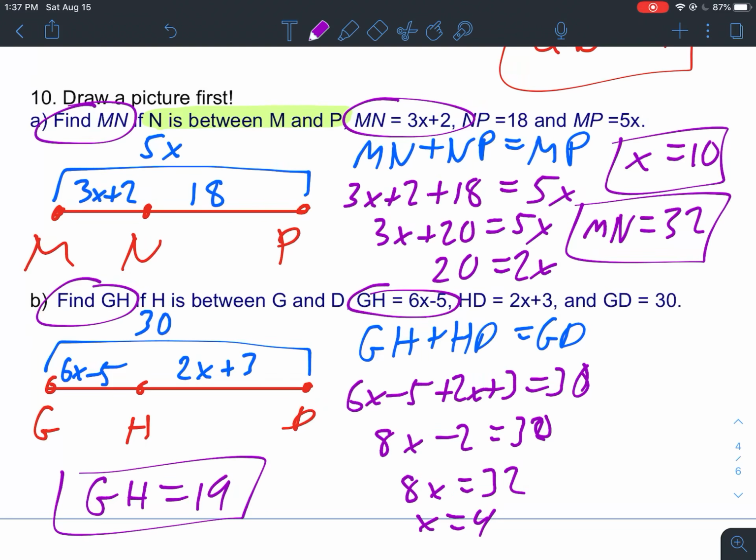You are free to use a calculator on anything in this class. There is only one chapter in the second semester that we don't use a calculator on, but everything else you are free to use a calculator all year.